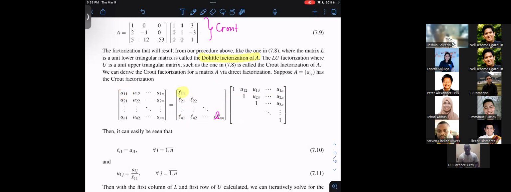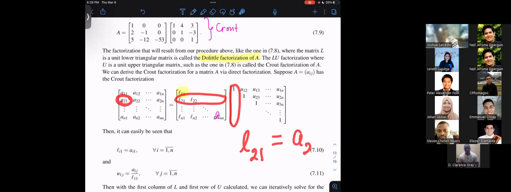And then let's do this for all the rows of the matrix L. I'll multiply the second row of L by the first column of U. And what will I get there? I'll get L21, because all the entries after the 1 in U are zeros. And that will be equal to the entry on the second row, first column of the matrix A.